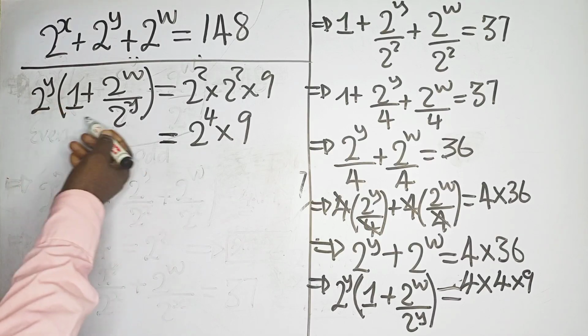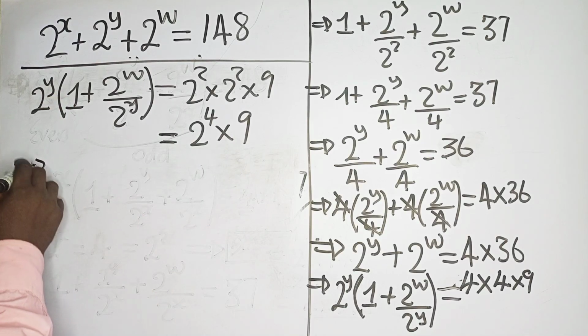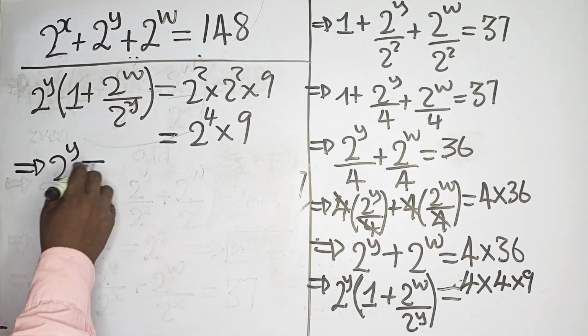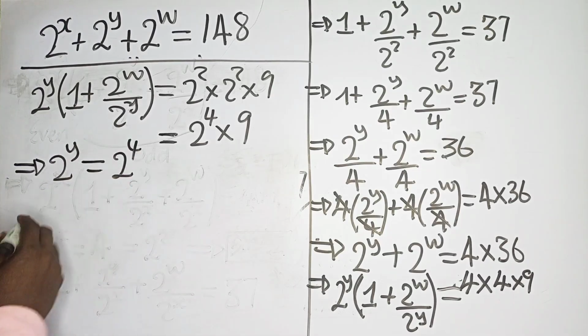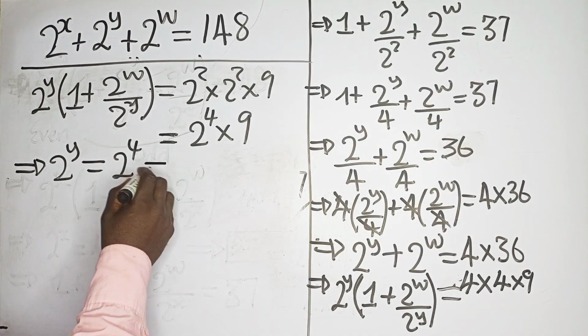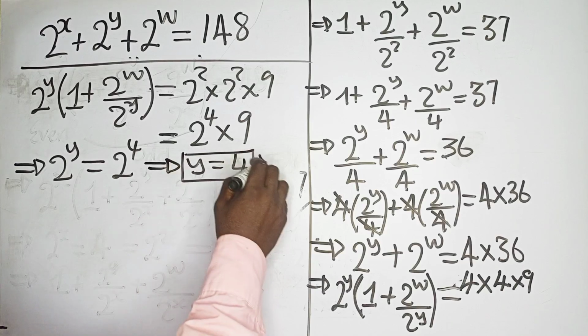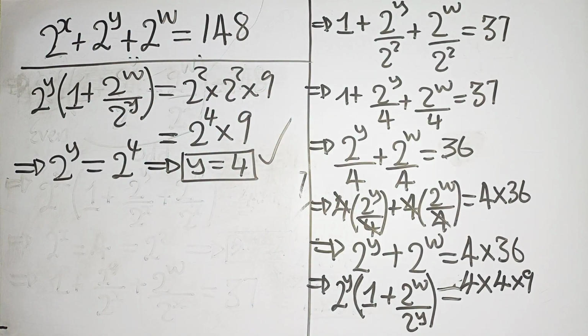Now, we have this expression equal to this expression. Even equals even. So we equate the even. 2 to the y equals 2 to the 4. The bases are equal, so it means we can equate the powers. So from here, we get the value of y. We have the value of y as 4.